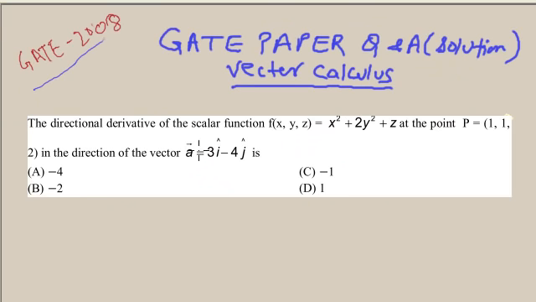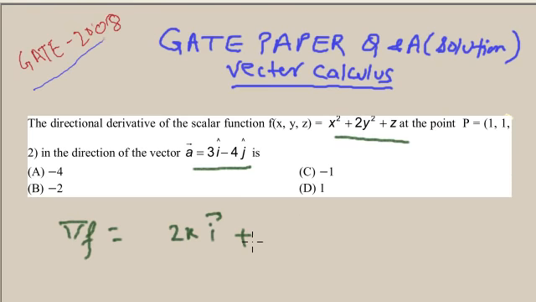This is another question. You are required to find the directional derivative in the direction of this. I have explained this already in my previous video. To calculate the directional derivative, you first find del f. So del f is differentiate with respect to x, that is 2x i, plus differentiate with respect to y, that is 4y j, and differentiate with respect to z, you will get 1 k.